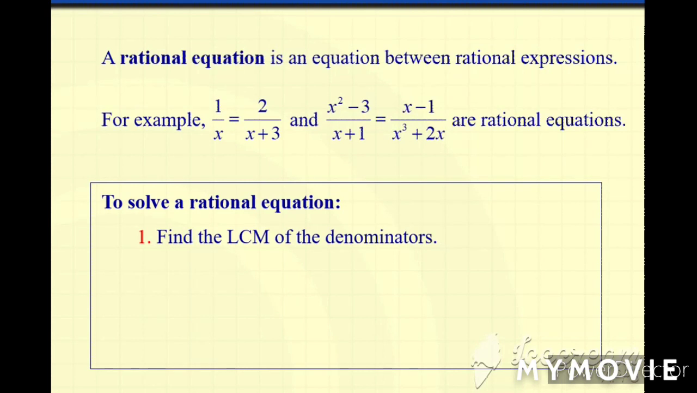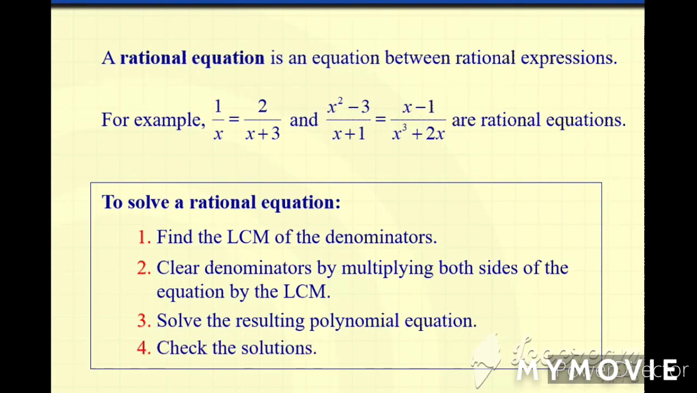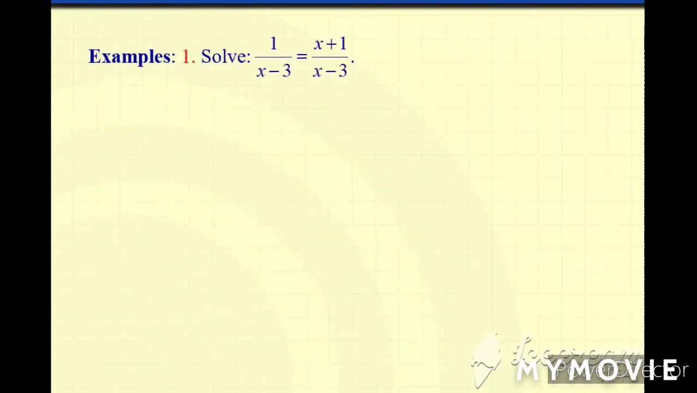Number 1, find the LCM of the denominators, or the least common multiple. Second, clear denominators by multiplying both sides of the equation by the LCM. Third, solve the resulting polynomial equation. Fourth, check the solutions. Let's now have example number 1.